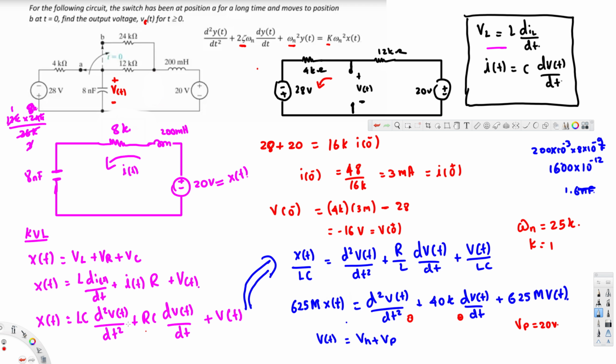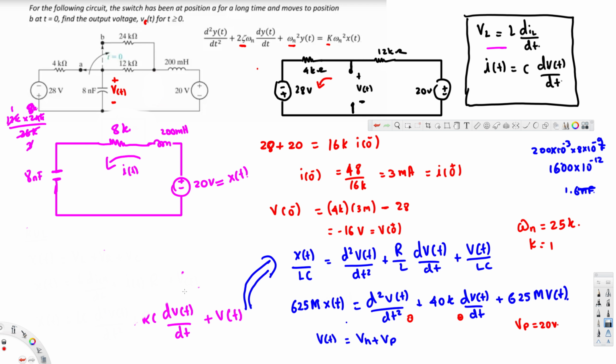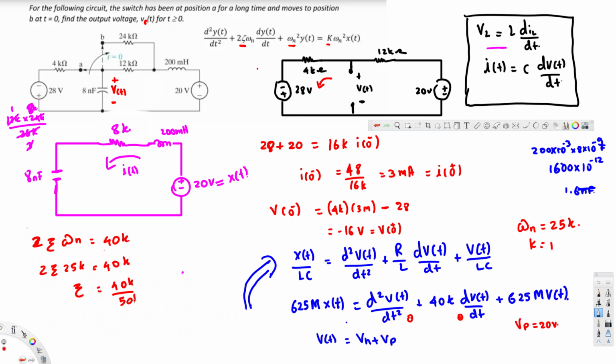Let's get rid of these parts and continue right here. So here we have 2 zeta omega n equal to 40k, and we know that omega n is equal to 25k. So 2 zeta times 25k is equal to 40k. Therefore zeta is going to be 40k divided by 50k, and 40 divided by 50 gives us 0.8. So 0.8 is less than 1, right? When we have a zeta value less than 1, that's an underdamped system. So this is an underdamped system.